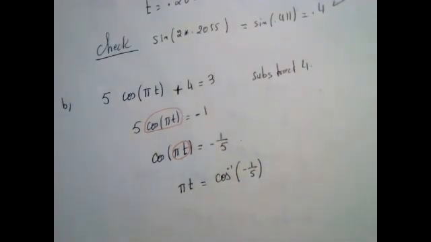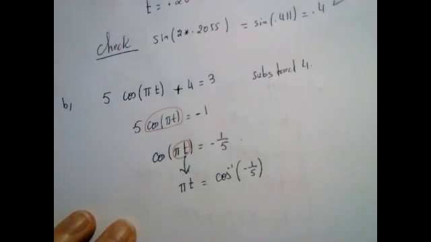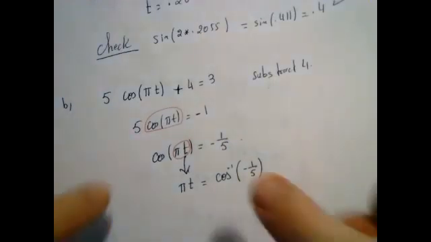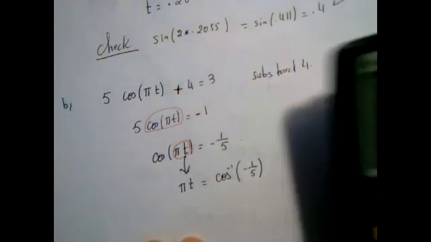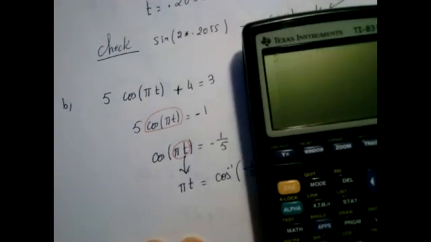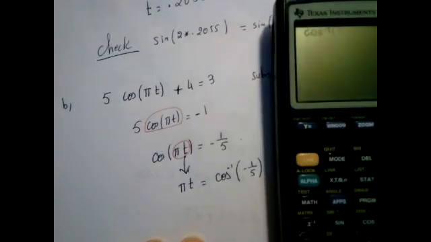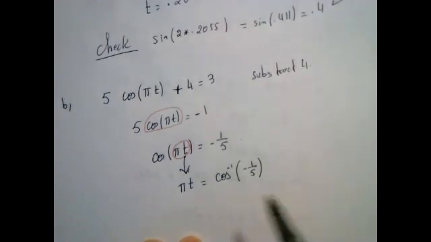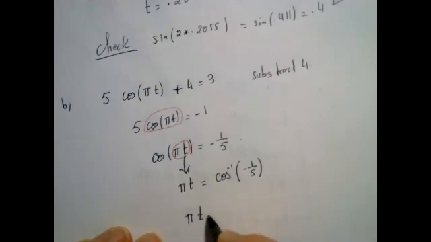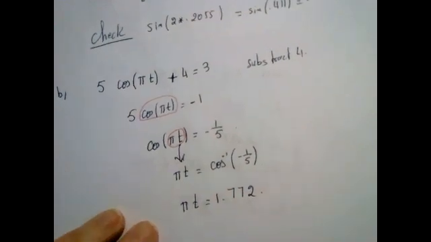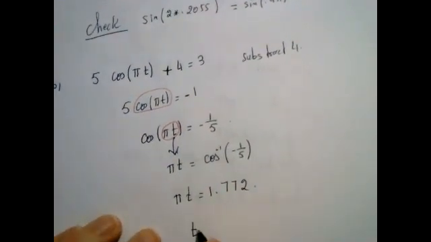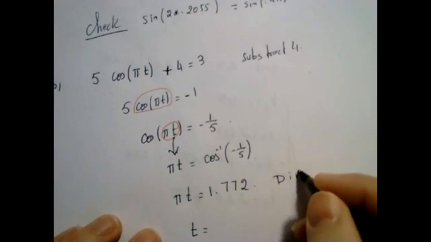So what you have to be very careful with is that the pi t is the cosine inverse. That's really the difference. There is not only t, this whole expression should be the cosine inverse. Now, the rest will not be hard because I can compute the cosine inverse of -1/5. And it's giving me 1.772. This is pi t, and then my t, I divide by pi now.